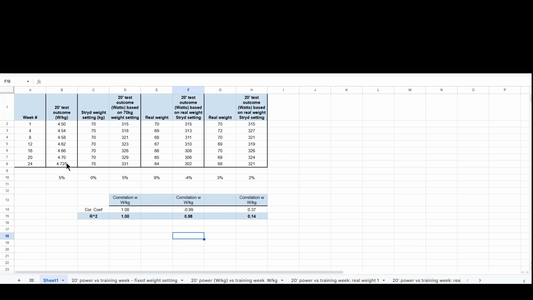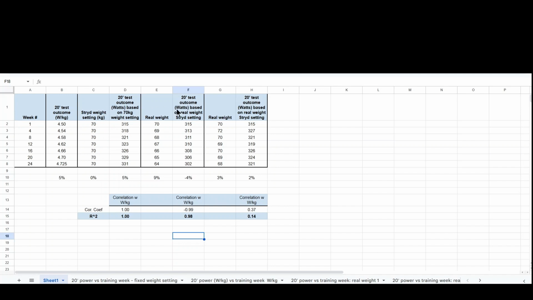This is the basis. Now, if the weight was fixed, let's say that the athlete was 70 kilograms at the start and kept the weight setting fixed throughout that time, this would be the resultant power. In other words, a multiplier. You multiply 4.5 times 70, you get 315 watts, and so on, all the way down. So that also represents a 5% increase in power in terms of watts, and of course, zero change in the weight setting. All right, so that's scenario number one.